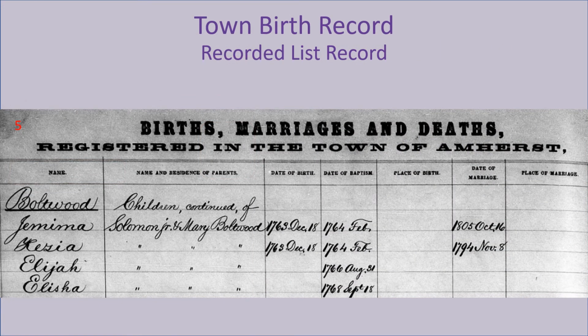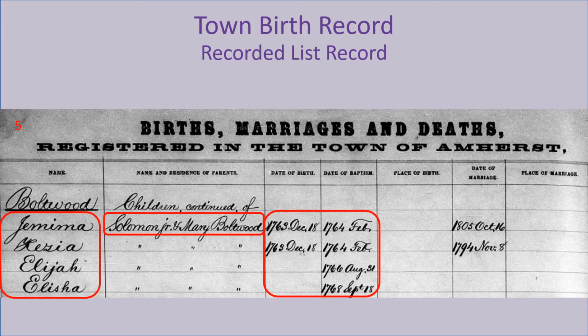This is a town record. It gives the names of the children, the parents, date of birth and or the baptism of each child. We know this record was not recorded at the time of the event, as we can see that they also have some marriage information. This would be considered a derivative source.